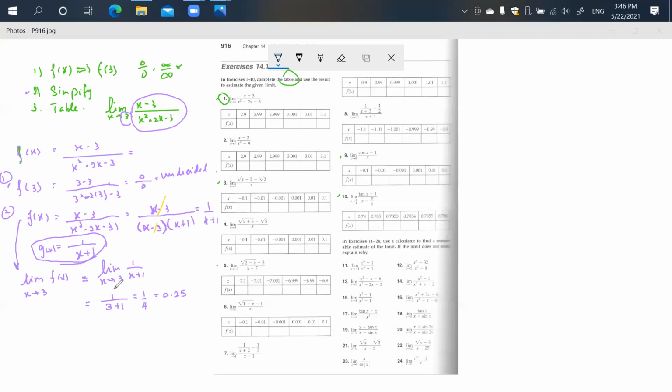Okay, don't forget, when you replace x equal to 3 here, the limit word is gone. You don't need to write it down. So in this case, for number 1, the limit of this function equals 1 over 4, or 0.25.